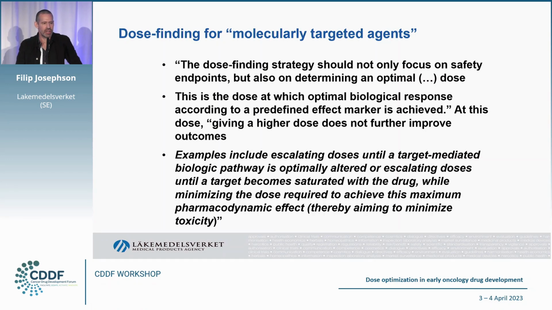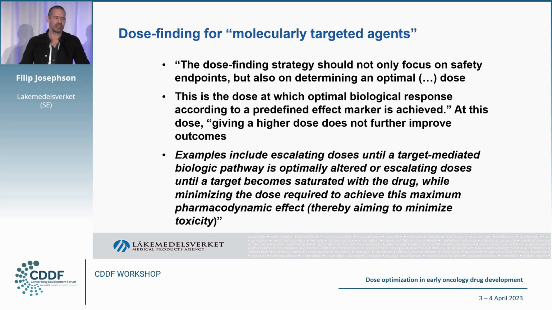With respect to how this dose-finding procedure is envisioned, it's stated that the dose-finding strategy should not only focus on safety endpoints, but also on determining an optimal dose. Very much the same kind of language that we've been hearing here and that we have in the FDA Optimus document. So this would be the dose at which optimal biological response, according to a predefined effect marker, is achieved. At this dose, it's presumed that giving a higher dose does not further improve outcomes.